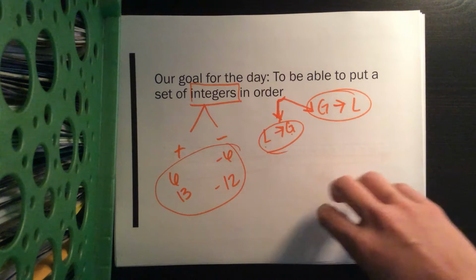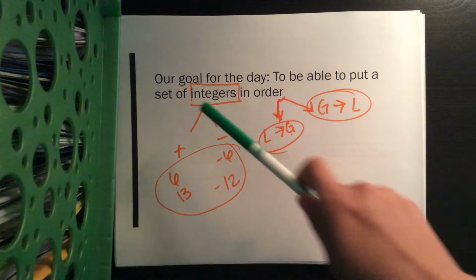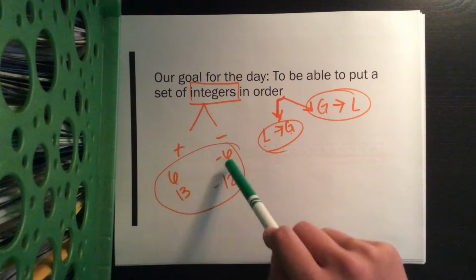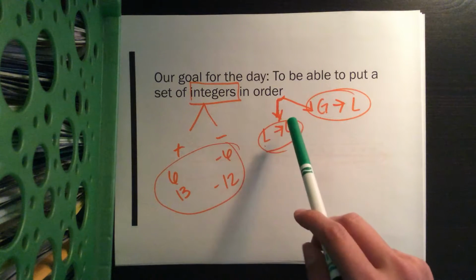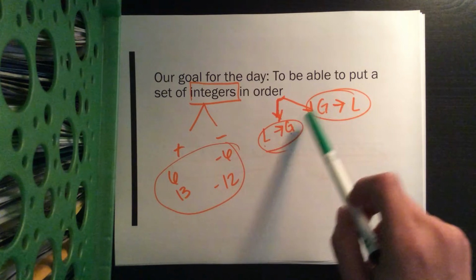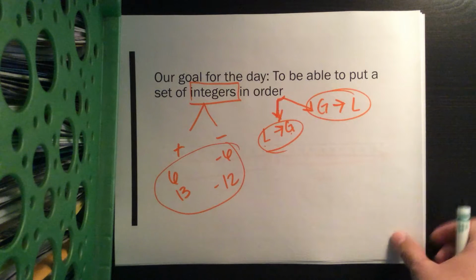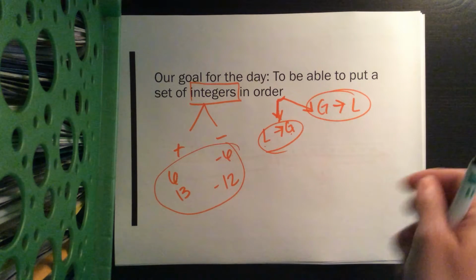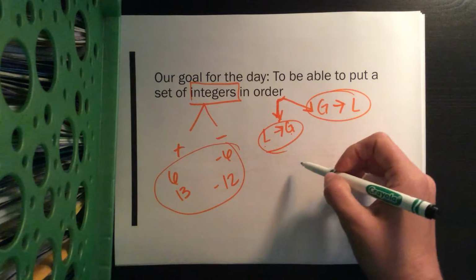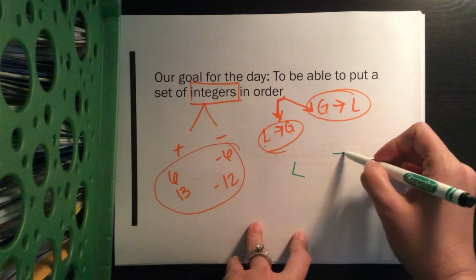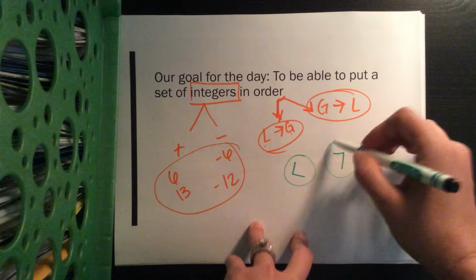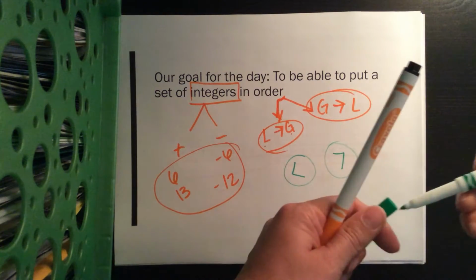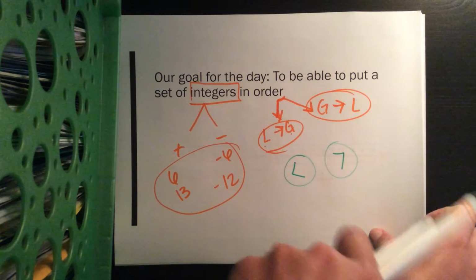Our goal for the day, you don't have to write this down, is you're going to be able to put a set of integers, so positives and negative numbers, in order. And the order is not too specific, least to greatest, greatest to least. So we're going to be able to put them in order. Another thing we're going to be able to do is we're going to be looking at inequalities. Inequalities are the less than and greater than symbols. They're on the word wall. You can look at them right now if you would like.